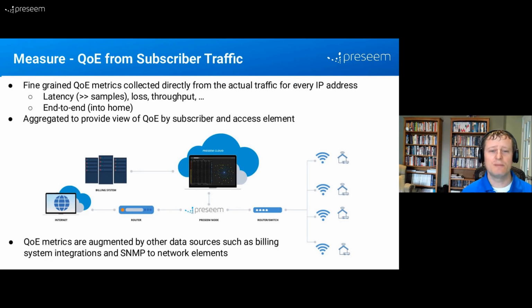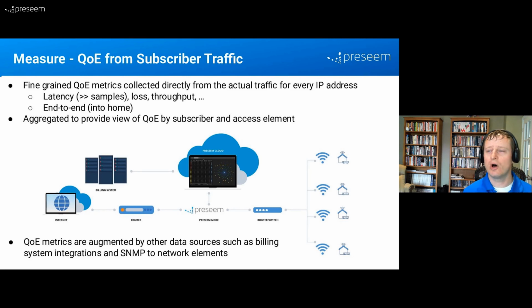So on the measure side, we extract quality of experience metrics directly from the subscriber's traffic. By watching the packets flow from the end device in the home all the way to the server and back again, we can get a really good picture of the actual service that's delivered to the customer all the way down to the home.